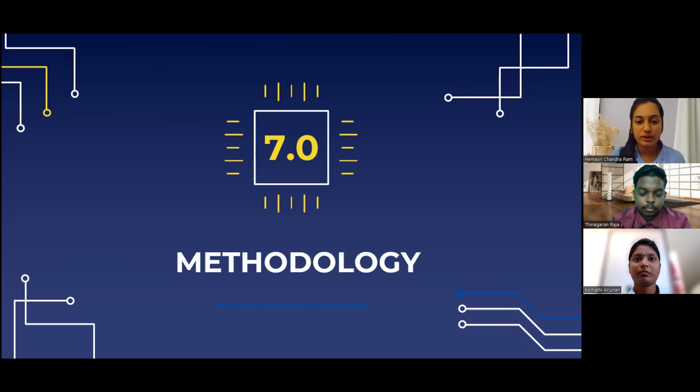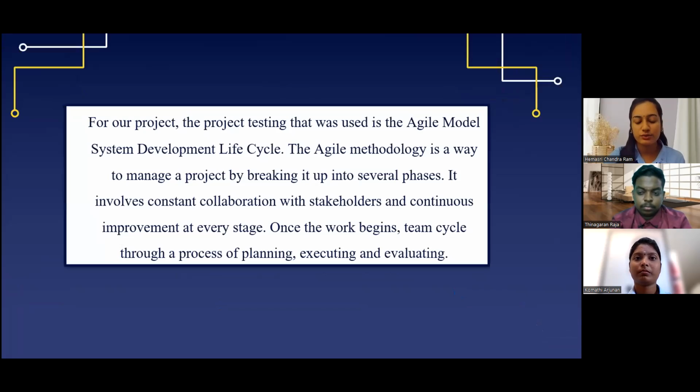Moreover, I'm going to elaborate on the methodology that we use for our system. The project methodology that we use is the Agile Model System Development Lifecycle. The Agile methodology is a way to manage a project by breaking it up into several phases. It involves constant collaboration with stakeholders and continuous improvement at every stage. Once the work begins, teams cycle through a process of planning, executing, and evaluating.